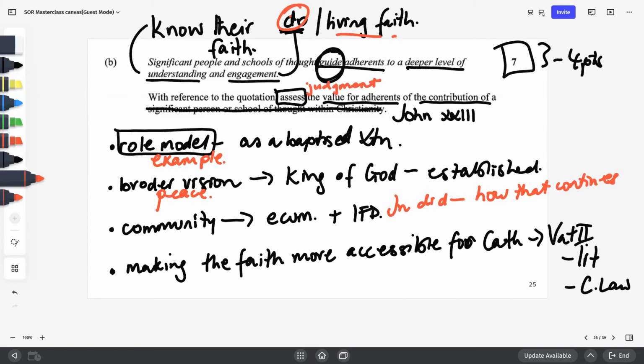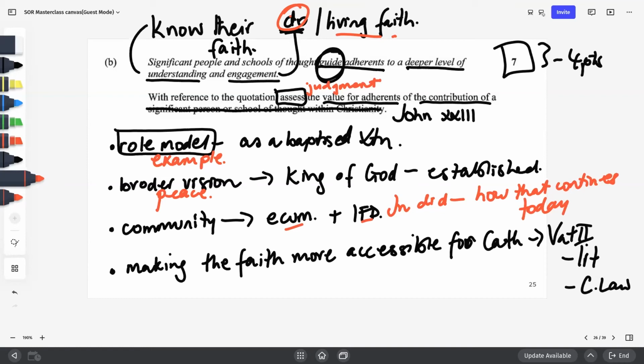So you're saying how that continues today. And if you've done post 45, you've done both of these, and you've got examples of Christian ecumenical initiatives here in Australia, and the same with interfaith dialogue. So you don't need to go and find new information. You've got it in a different part of your syllabus, and you just bring it across because you already know it and you'll apply it here.